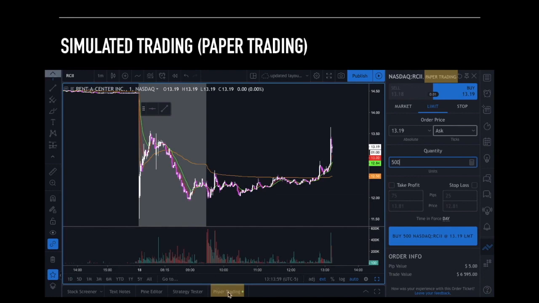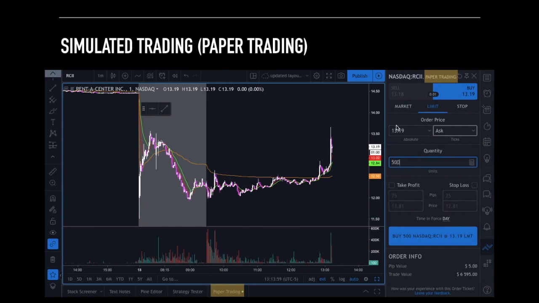And down here, there's a paper trading tab. You click this, and this order entry window box will pop up, and notice here it says paper trading. Paper trading is the same thing as simulated trading. It's just fake money. So what this is going to allow you to do is help you practice buying and selling stocks. You can type in the amount of shares that you want down here.